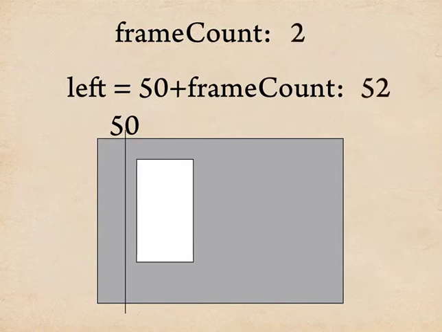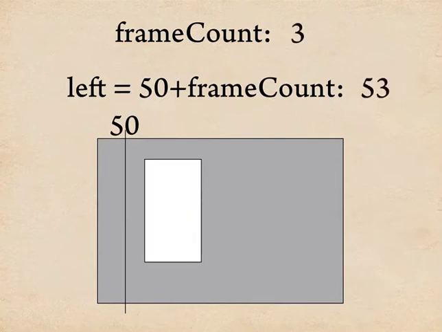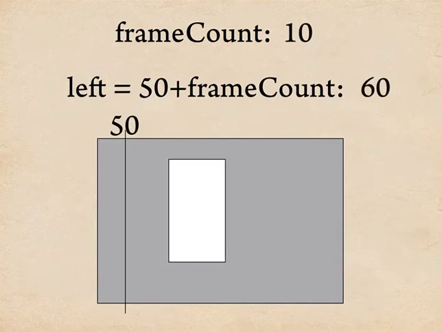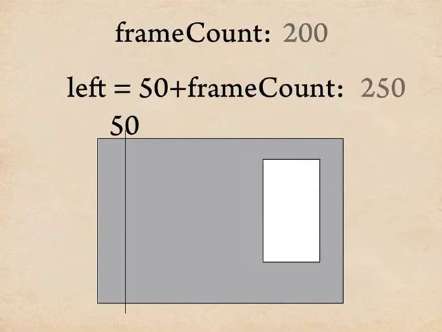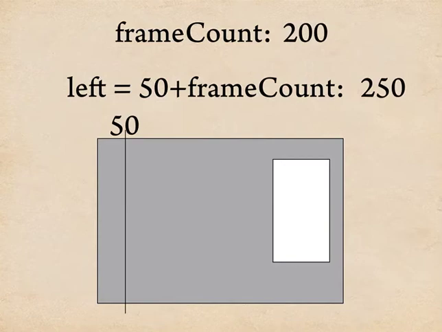When frameCount is 2, now we have 50 plus frameCount is 2, so the left edge of the rectangle is at 52. The next frameCount is 3, so the left edge will be at 53. And this goes on forever until you stop the program. After 10 frames, the left edge of the rectangle will be at 60. After 100 frames, that happens after the program has been running just a little bit over a second and a half, the left edge of the rectangle is at 150. At 200, the left edge is at 250, and so on. And eventually, in this simple little example, the rectangle will just slide off the right-hand edge of the screen, which for now is okay. We're just trying to make things move.